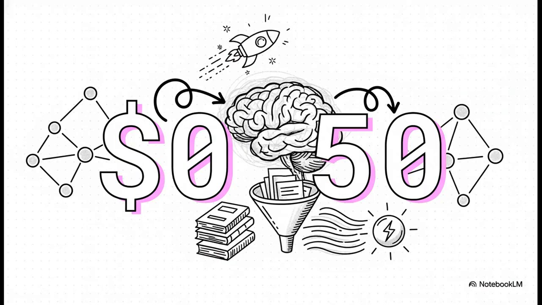This is the number that has everyone's jaw on the floor. 50 cents. 50 cents to process 1 million tokens of input. Now, a token is just a piece of a word, and 1 million of them is roughly 1,500 pages of text. This price point makes super sophisticated AI accessible at a scale we have just never seen before.